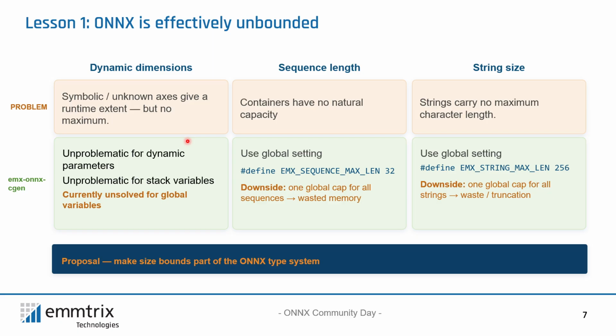Here, it's at the beginning unproblematic because dynamic parameters are not allocated by the model. They are allocated by the function that calls the model. Then it also uses internal stack variables. That's also not problematic. Problematic is only if the stack is too small. We don't know how much stack will be consumed by dynamic dimensions.